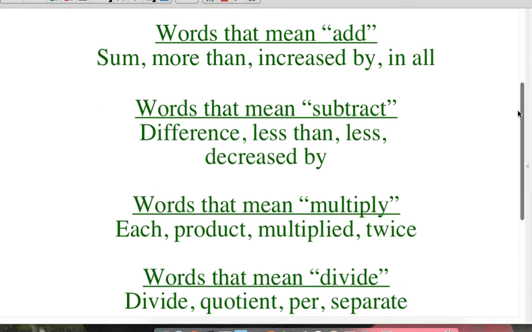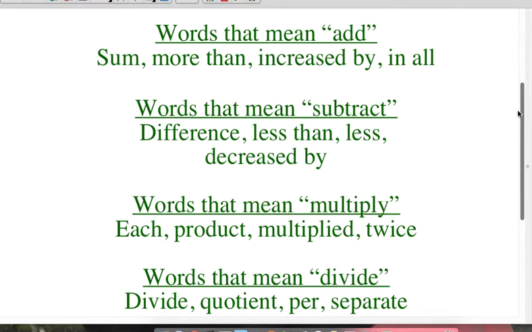In a nutshell, here's what it says. These are some words that you might see today that would indicate addition in a math problem. The word sum, S-U-M, more than, increase by, or in all. If you see those words, it means somewhere in your problem you need to be putting an addition symbol.